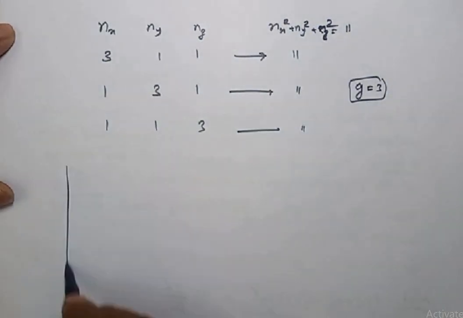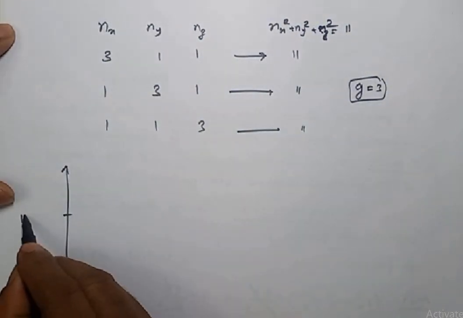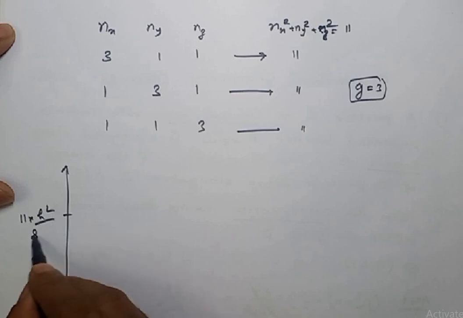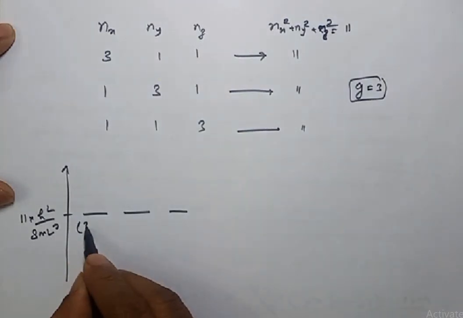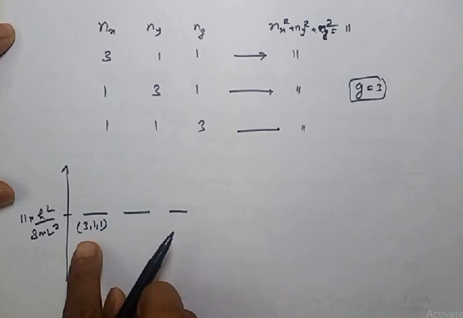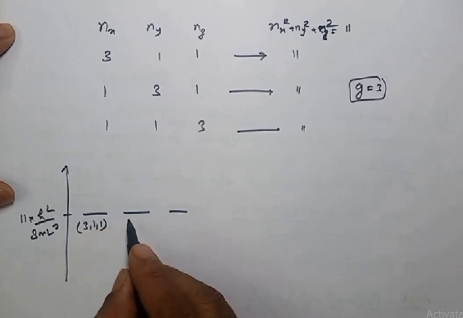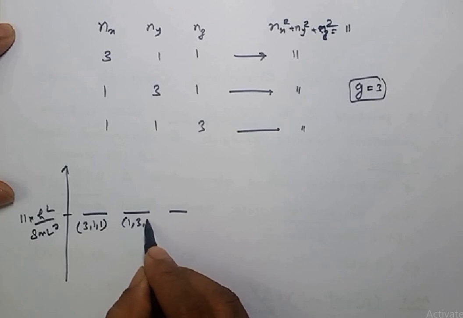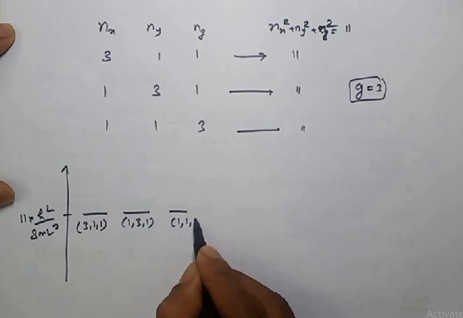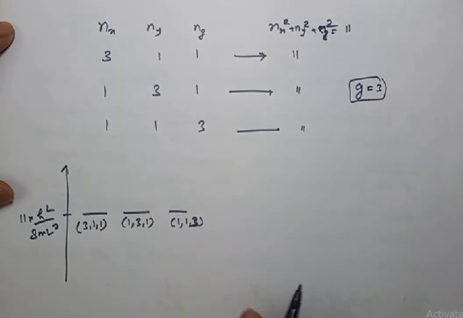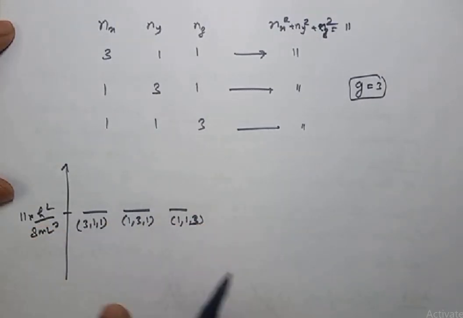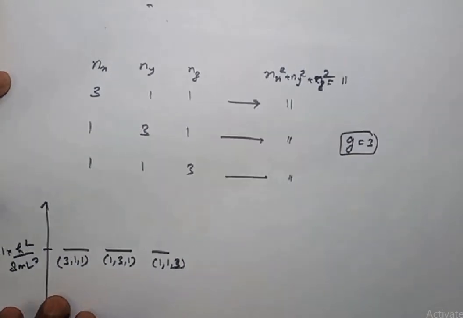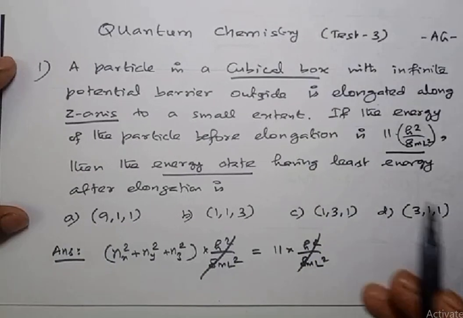Right? So the energy level 11 h square by 8 ml square has 3 states. What are the 3 states? State 1 has quantum numbers 3, 1, 1. State 2 has quantum numbers 1, 3, 1. State 3 has 1, 1, 3. These are the energy states available at the energy level 11h square by 8 ml square. This is before elongation.